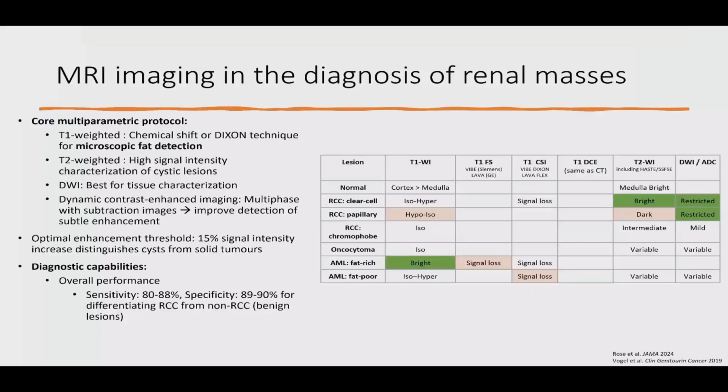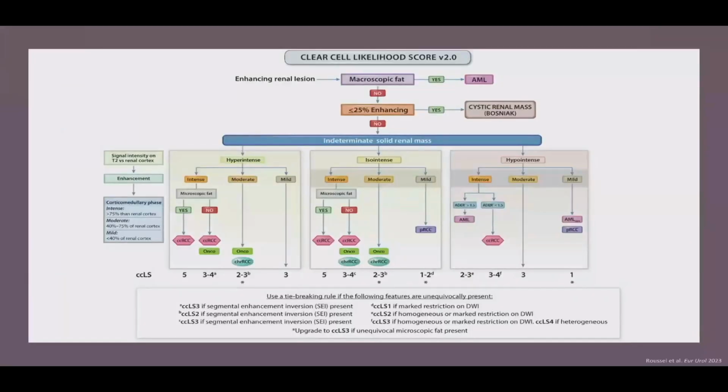For MRI, the optimal enhancement threshold is 15%. And in terms of its overall performance at distinguishing RCC from non-RCC benign lesions, it does quite well, with sensitivity ranging from 80 to 88% and specificity of around 90%. So MRI can be used to further characterize CT indeterminate lesions, as I just mentioned.